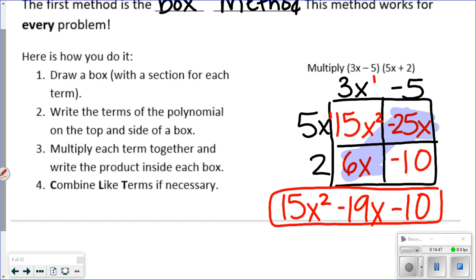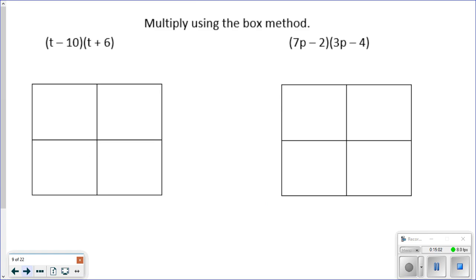So when I multiplied here, I had a binomial times a binomial, but my answer ended up being a trinomial with 3 terms. All right, also in your notes, let's do 2 more examples, and then we'll head back into our book. So we're going to multiply these using the box method.